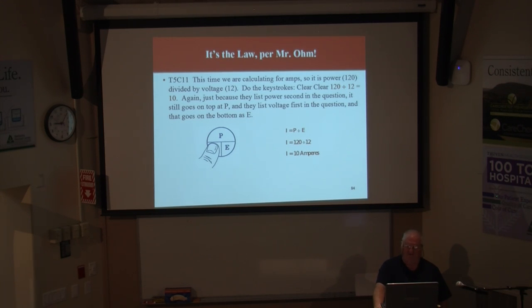This time we're calculating for amps. So the power is 120 divided by the volts of 12. Do the keystrokes. They're telling you to do it by calculator. So it's 120 divided by 12, which equals 10. All right, just because the power is listed second in the question, it still goes on top as P. And your voltage, first in the question, goes on the bottom as E. So remember, everything above the line is a divide from whatever's below. Everything side by side, you're multiplying across.